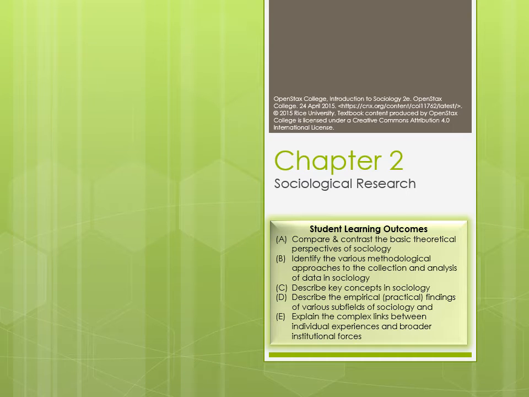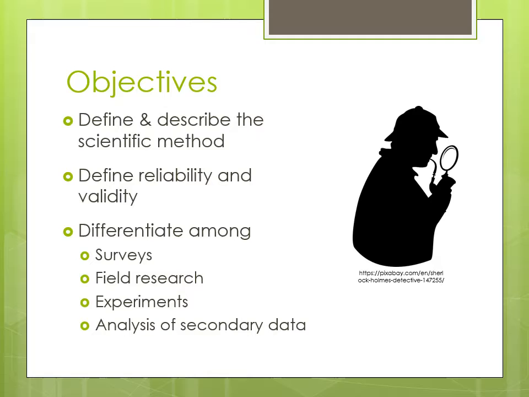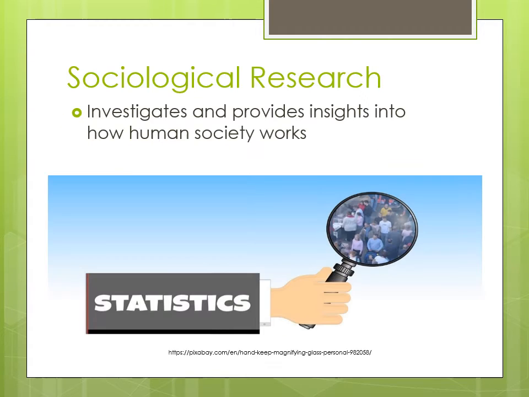Chapter 2 will talk about sociological research. Today I'm going to define the scientific method, introduce reliability and validity, and talk about different ways of doing research. Here are some examples, which include surveys, field research, experiments, and secondary data analysis.